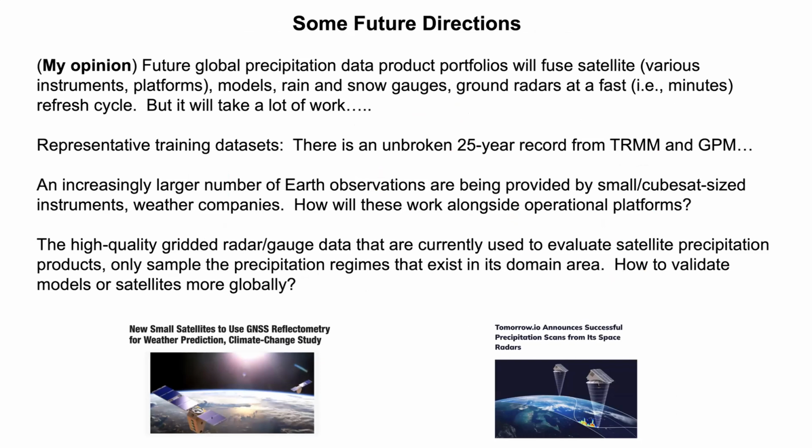In my opinion, not my employer's, I think future global satellite precipitation data products are going to be a big fusion of data, various instruments and platforms, models, gauges, ground radars, at a fast update. And it'll take a lot of work. And it may not come from necessarily the big federal government agencies we're used to dealing with, right? Maybe industry can move a lot faster.